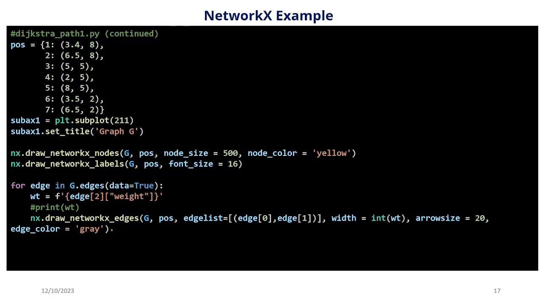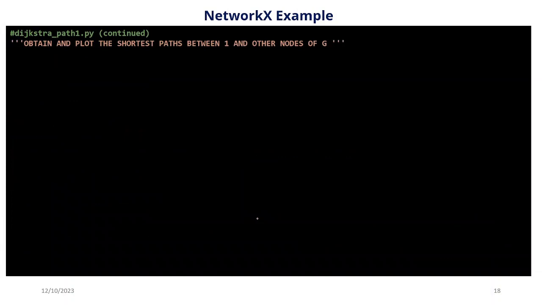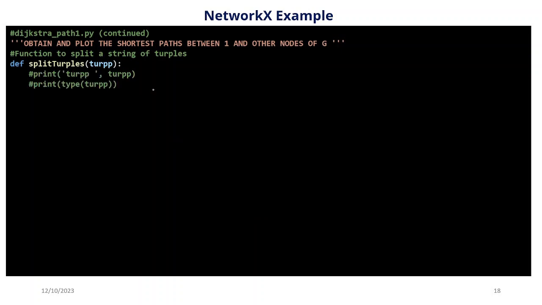This example was very well explained in the previous two classes, so I am not going to go over the explanation of them again for the purpose of time. If you really want to understand what is going on here, watch the previous two videos before this. We create the edge labels, and then we draw the labels. Now we obtain and plot the shortest paths between node 1 and other nodes of G. But before we do that, I wrote a function to help split a string of tuples. So after we run the program, I will describe what this function is actually doing. So I'll just go through it now.